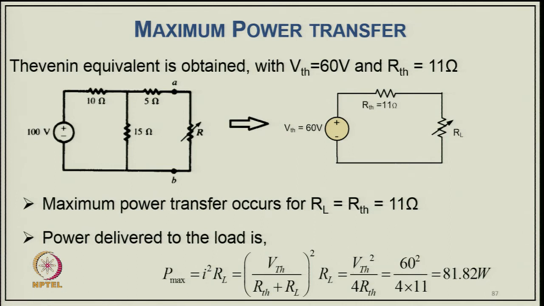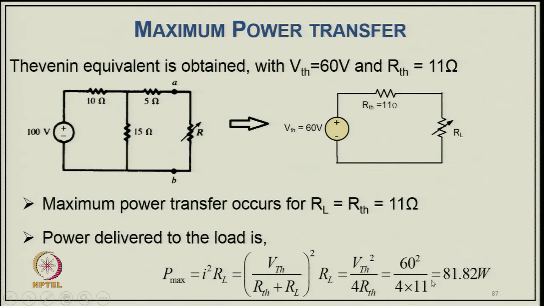The power delivered to the load will be I square RL. The current will be VTH divided by the total resistance of this circuit, RTH plus RL, squared, into RL, and that is VTH squared by, because both are equal, 4, because 2 will be squared to 4, and RL will cancel out.